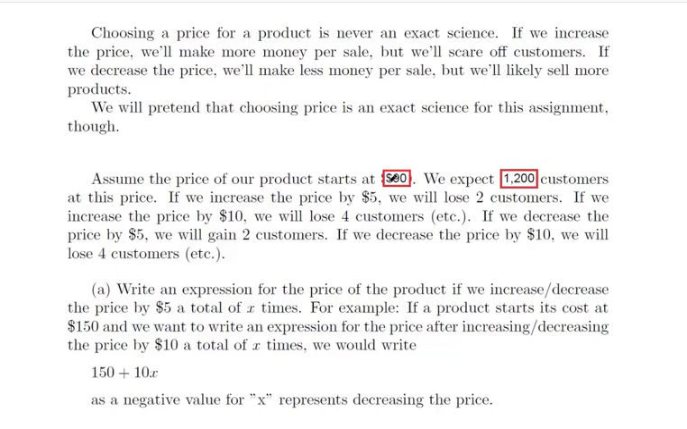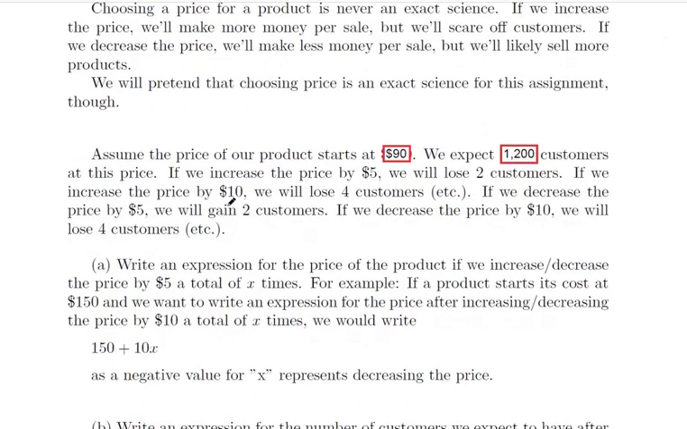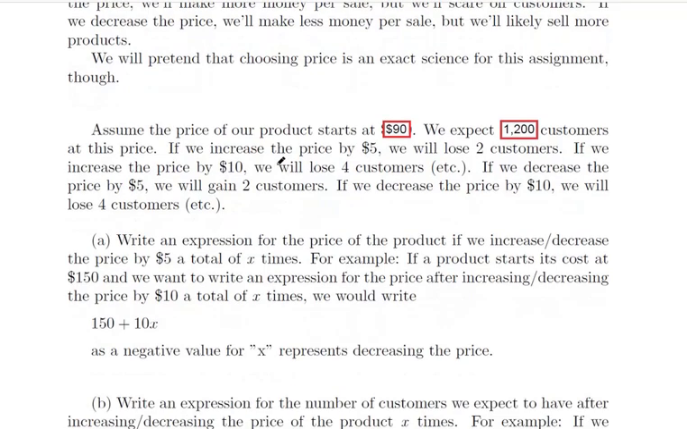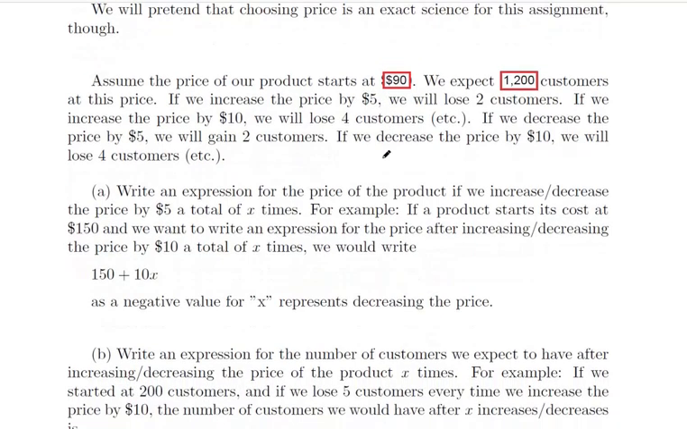Okay, so I've just changed the first two starting numbers. Everything else is the same. So if you increase the price by $5, you lose two customers. So if you increase the price by $10, making it a $100 product, then you'll have 1,196 customers, right? Because you lose two customers for every $5 increment.